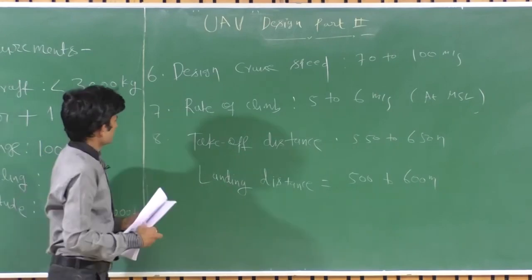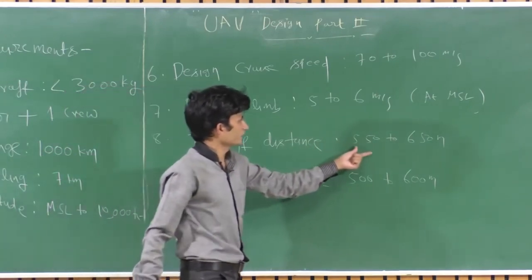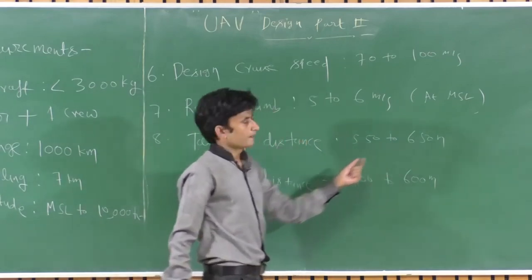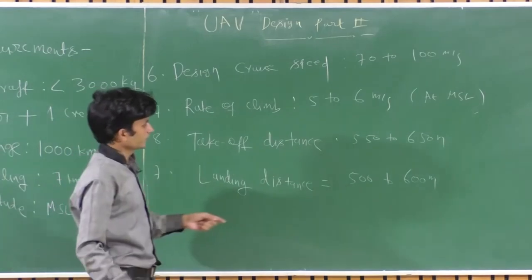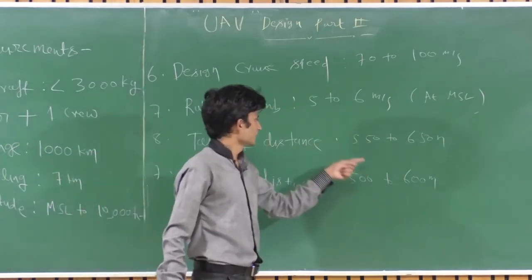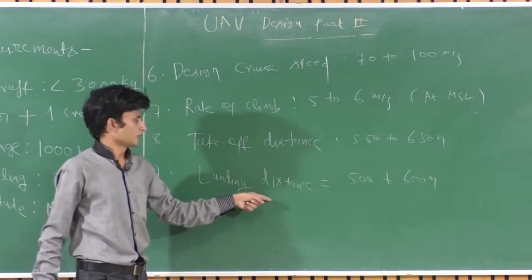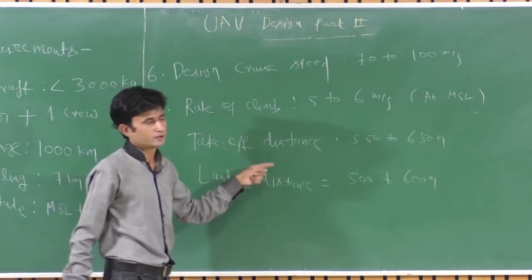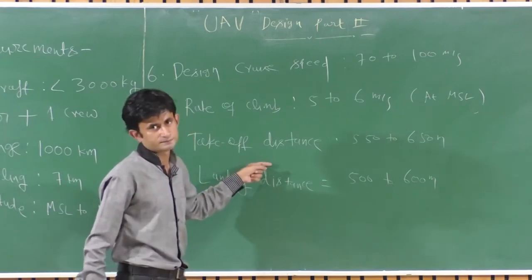The eighth one is takeoff distance, which should be 550 to 650 meters. And the ninth one is landing distance, which should be between 500 and 600 meters. Because these are also restrictions. Sometimes runways are shorter, sometimes we have longer runways. So these two will also come.